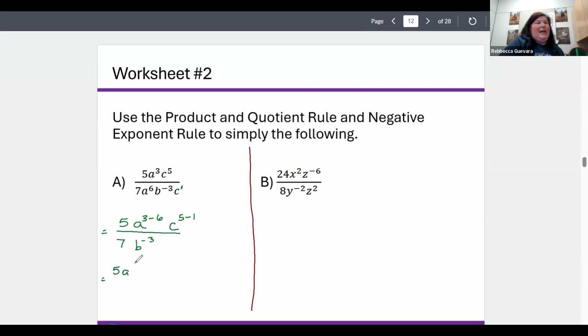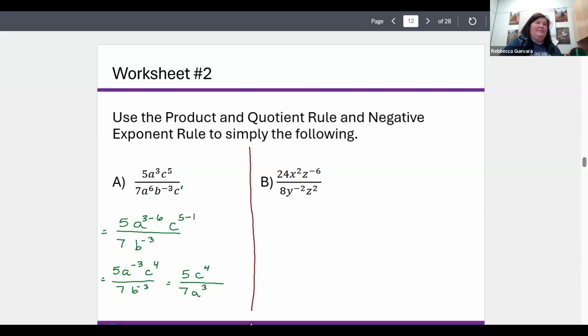That's going to give me 5, A to the negative 3, C to the 4, over 7, B to the negative 3. Now for the next part, we're just going to turn negative exponents into positive exponents. So we're going to have 5, and we're going to have 7 down here. So this A to the negative 3, it's in the numerator, so we just pop it down to the denominator. And now that negative 3 turns to positive 3. C doesn't need to go anywhere because C is perfectly fine.